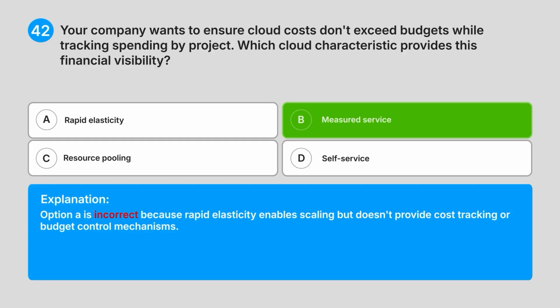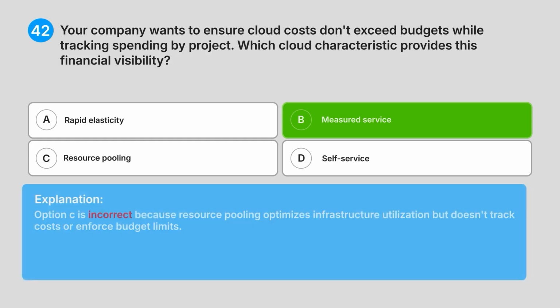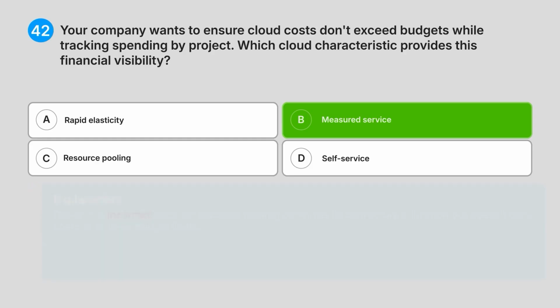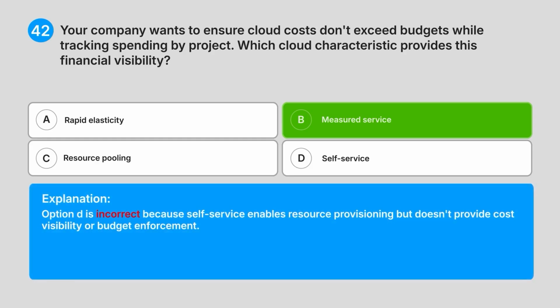Option A is incorrect because rapid elasticity enables scaling but doesn't provide cost tracking or budget control mechanisms. Option C is incorrect because resource pooling optimizes infrastructure utilization but doesn't track costs or enforce budget limits. Option D is incorrect because self-service enables resource provisioning but doesn't provide cost visibility or budget enforcement.